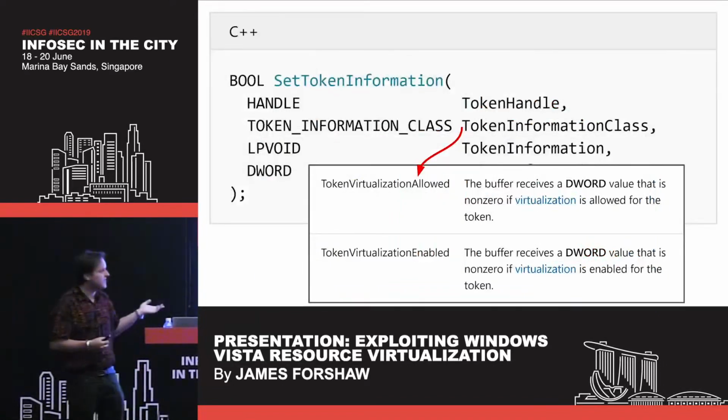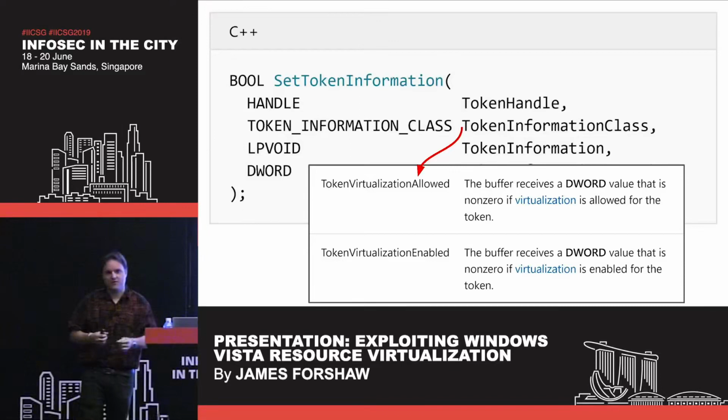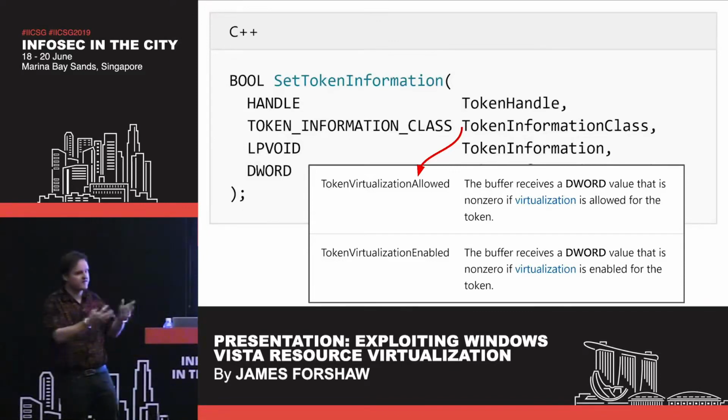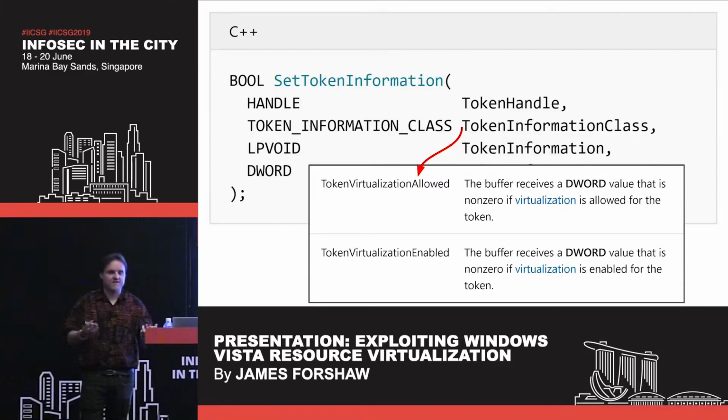But where is that information coming from? The information is actually stored inside the access token for a process. So each process on the system has an access token, which is your user identity. And inside that are some flags. And there's actually two flags. So rather than a tri-state flag, it actually has two separate flags. One which says whether virtualization is allowed or not, and one which is whether it's enabled or not.